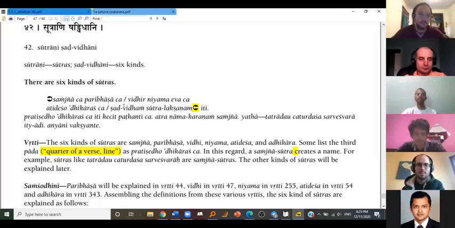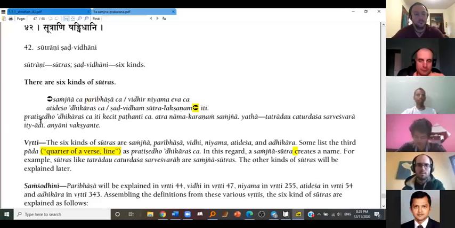What are the 6 kinds? We have Saṁjñā sutras, the sutras which are definitive, like the first chapter which we are doing since few days. This is the Saṁjñā chapter, which has Saṁjñā sutras, the sutras which define something. Then we have Paribhāṣā sutras. Then we have Vidhi Sutra, Niyama Sutra, ādeśo, and Adhikara.